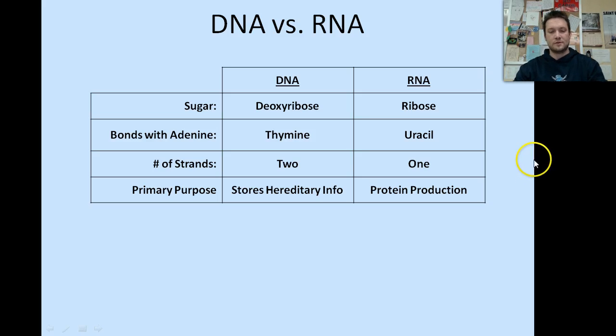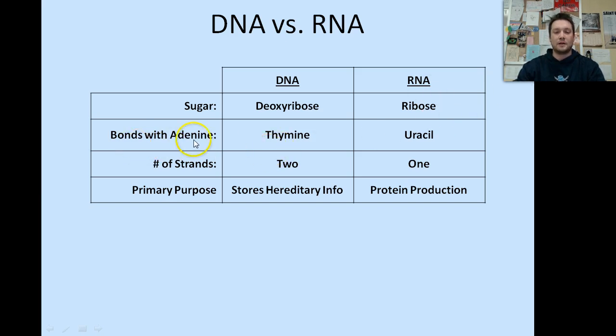Okay, so differences between the two. This should be review as well from last time, hopefully. Sugars, you find in DNA deoxyribose, which is the D in DNA. It has one less oxygen, and I'll have a little model down at the bottom here to show you that. RNA has ribose, and that's what the R in RNA stands for. So those sugars are similar. It's really just one atom difference, one atom of oxygen.